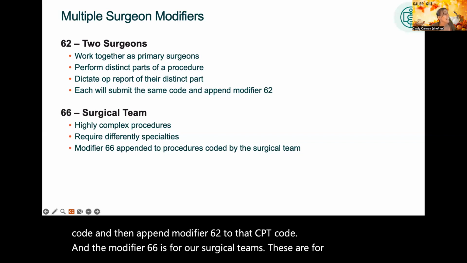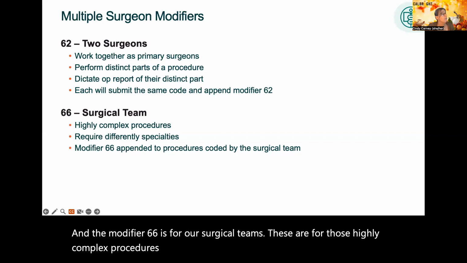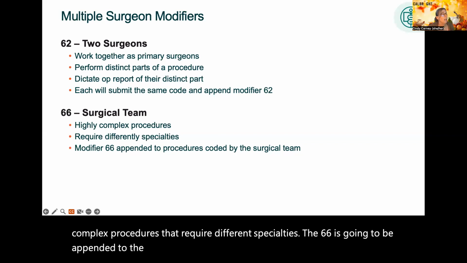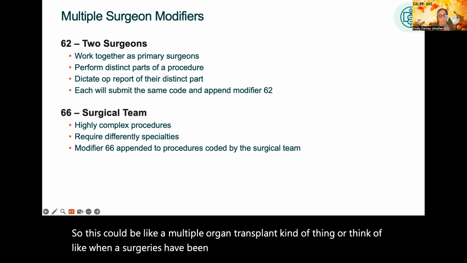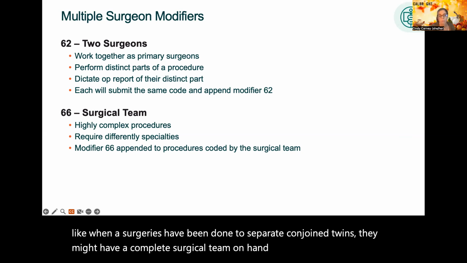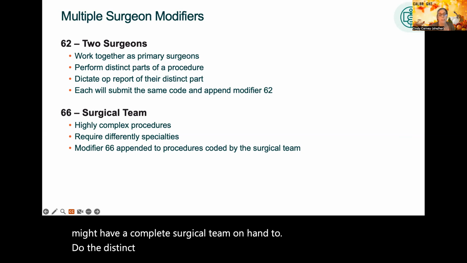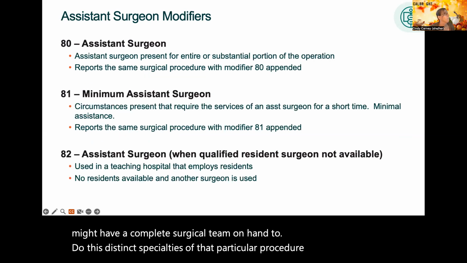These are for those highly complex procedures that require different specialties. The 66 is going to be appended to the procedures coded by the members of the surgical team. So this could be like a multiple organ transplant kind of thing, or think of like when surgeries have been done to separate conjoined twins. They might have a complete surgical team on hand to do the distinct specialties of that particular procedure or body system.